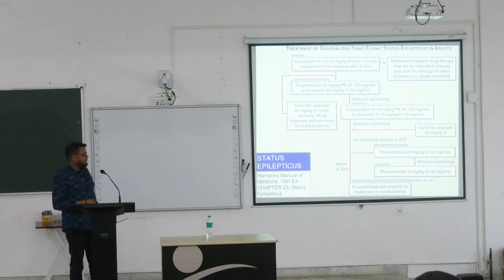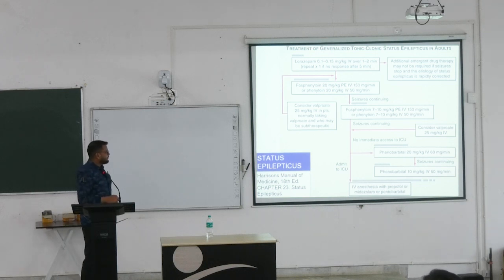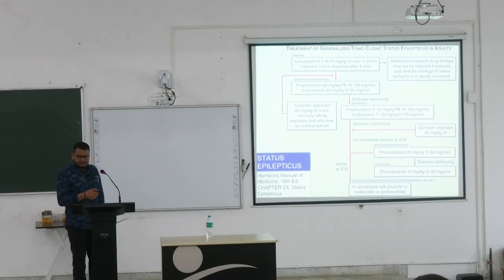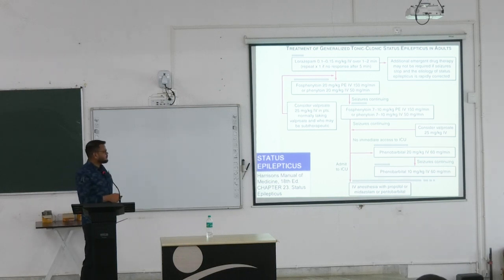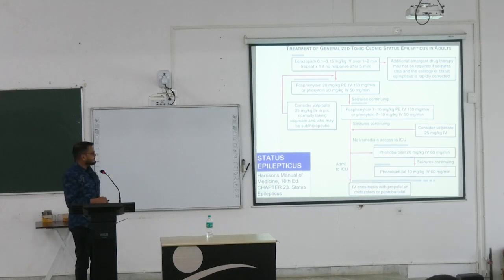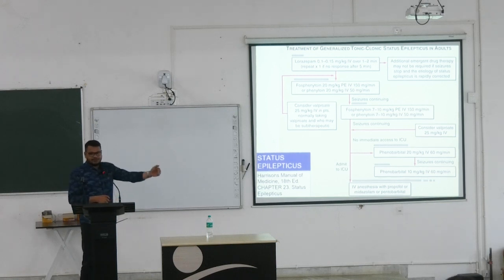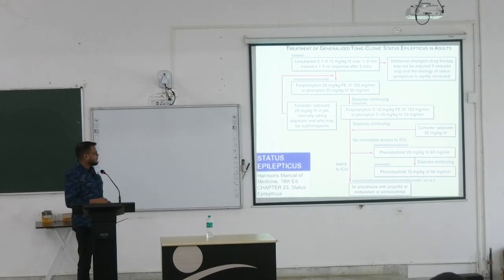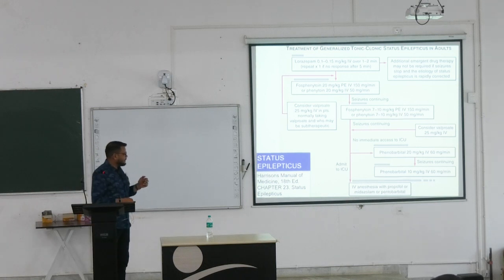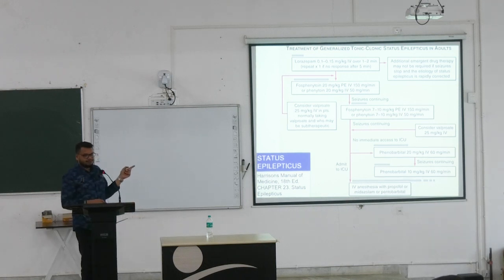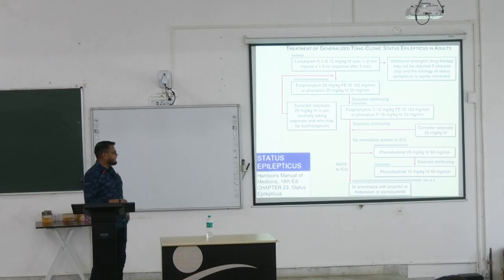Okay, so first choice is lorazepam, not controlled, again repeat, not controlled, we give phosphenytoin or phenytoin. Okay, seizure continuing, again we give phosphenytoin, okay, or phenytoin, seizure continuing, then we give sodium valproate. Okay, 25 milligram per kg IV.